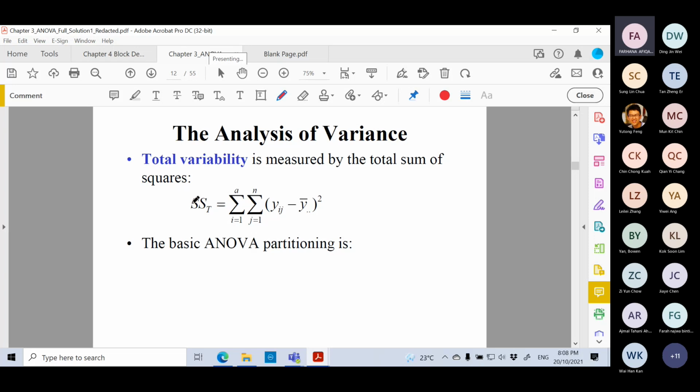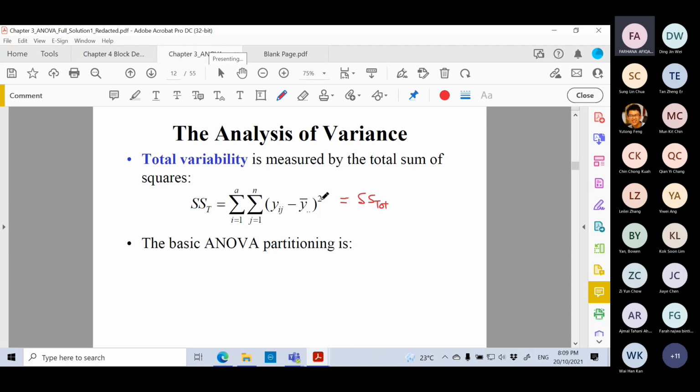The notation is given by SST. T here stands for total, or sometimes you can see they use SS total. The total variability is measured by the sum of the total variability. This one you can see is the sum over all the observations minus the overall mean, squared.